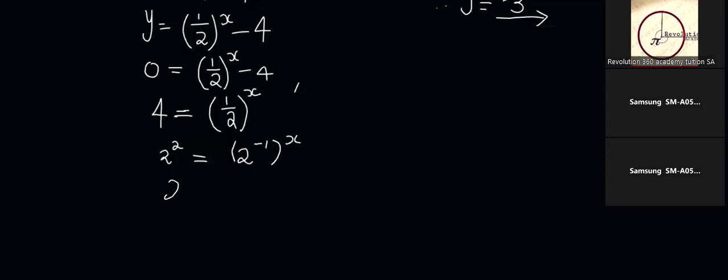Math says when the bases are the same, you equate the exponents. So let me equate my exponents. That will be 2 equals negative 1x. Now you solve for x, you divide by negative 1 on both sides, because what you do on the left-hand side, you also do on the right-hand side. Negative cancels negative, so x equals negative 2. Therefore, x is equal to negative 2.